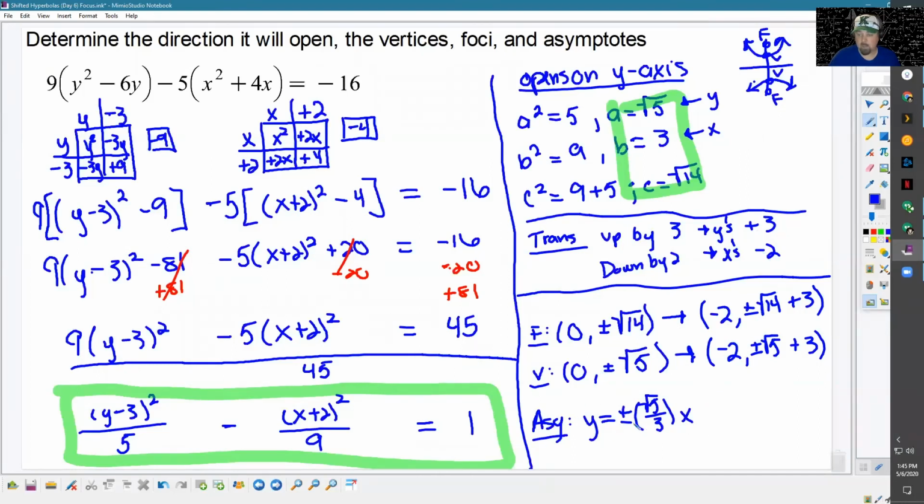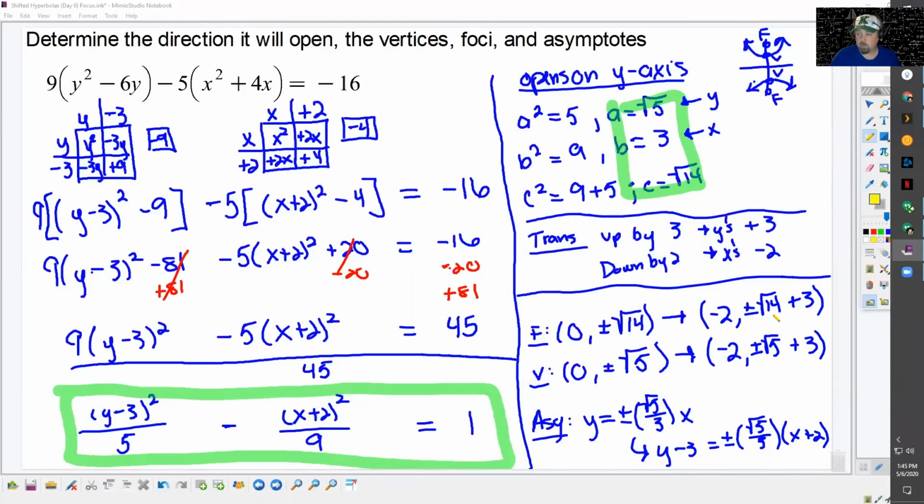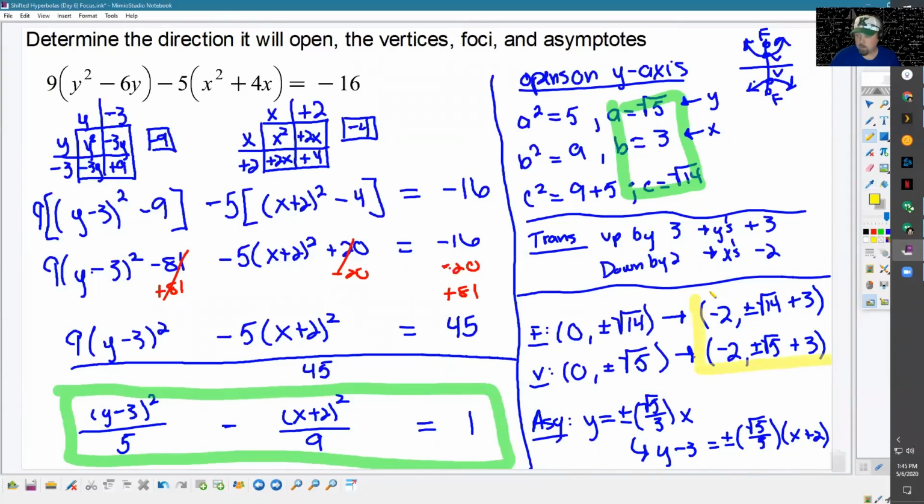Now the asymptote's not too bad. Whatever we see inside the parentheses with the x and the y's over here is what this needs to gain. So the y is going to be minus 3. That's equal to plus or minus the square root of 5 over 3, and then the x had a plus 2. That's x plus 2. And that's what we are looking for. So our answers are right here. Here's our 2 points, and here's our equation of our shifted line.